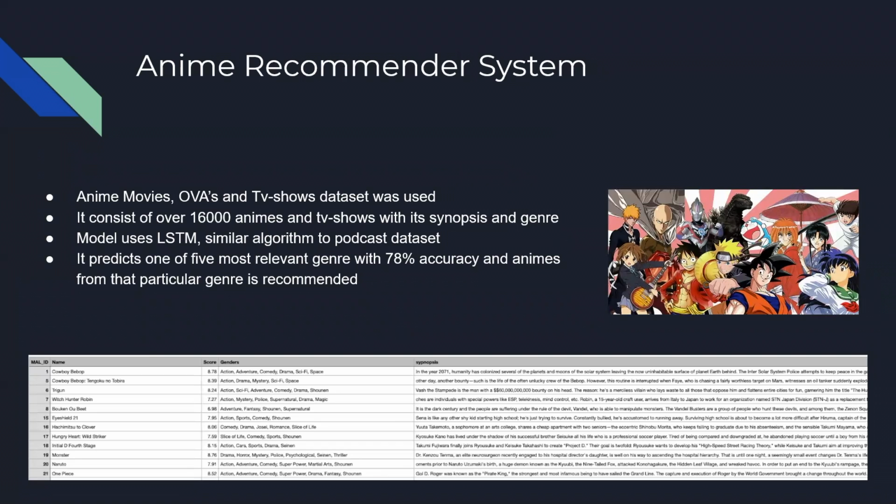For our anime recommender system, we got the anime, movies, OVAs, and TV shows dataset from Kaggle. It consists of over 16,000 animes and TV shows with columns for the synopsis and the genre it belongs to. The model uses a similar algorithm to that of the podcast dataset. We use this LSTM model to predict one of the 5 most relevant genres of anime with 78% accuracy, and animes from that genre are recommended to the users.